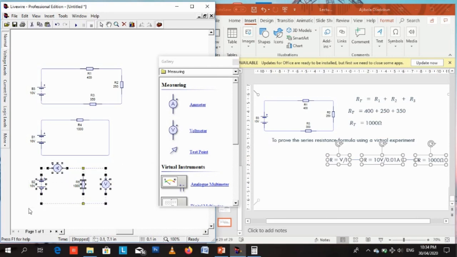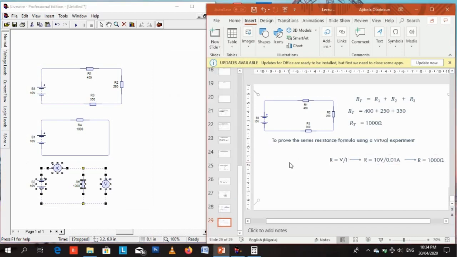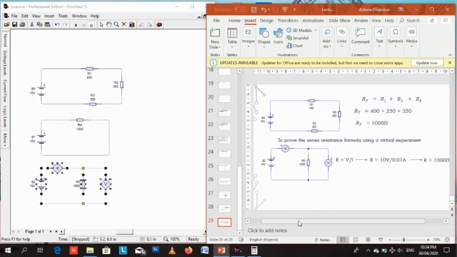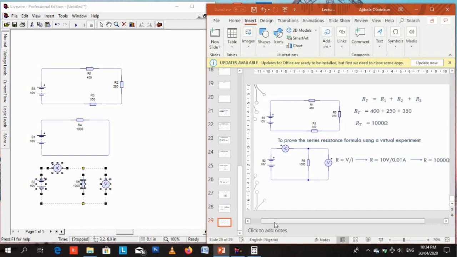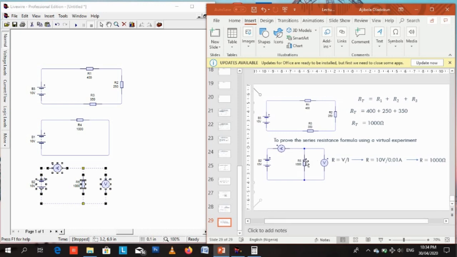So, copy and paste. We are depicting that we used this circuit, or we applied Ohm's law as shown on the right. We applied it to the circuit diagram on the left. So R equals V over I. Here V is 10 volts and I is 0.01 amps.